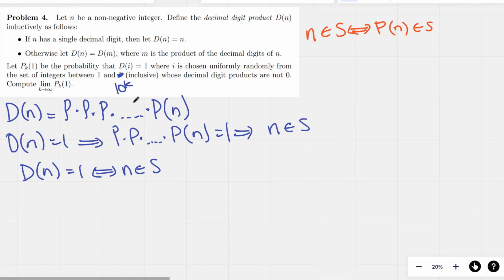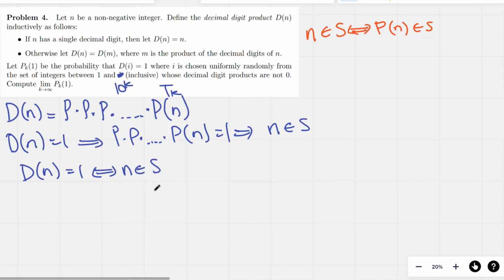So we now know that D of n is 1 if and only if n is in S, and therefore for D of I to be 1, we need I to be in S. And now if we're choosing I uniformly between 1 and 10 to the k, the numbers between 1 and 10 to the k whose decimal digit products are not 0, we'll call that set T_k to begin with, we know that the probability that D of I equals 1 is simply going to be k divided by T_k, or the size of T_k.